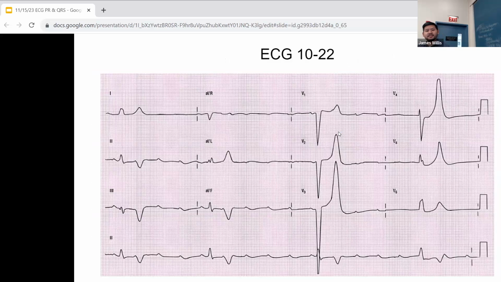All right, next EKG. This is one. Put place on ops. What's going on here? How's the PR interval? I can't tell. This is not yours.